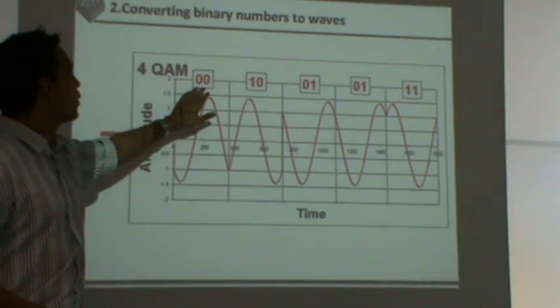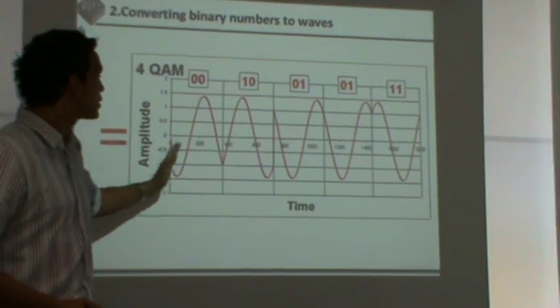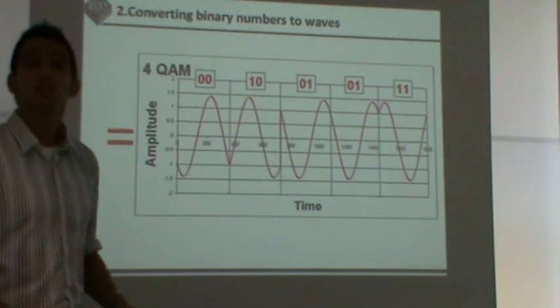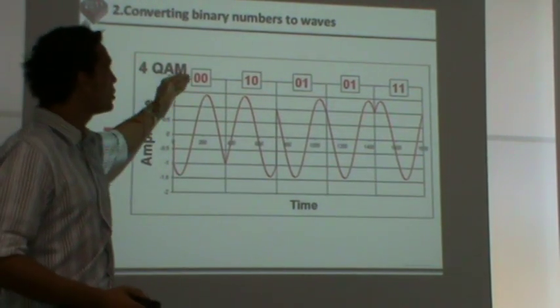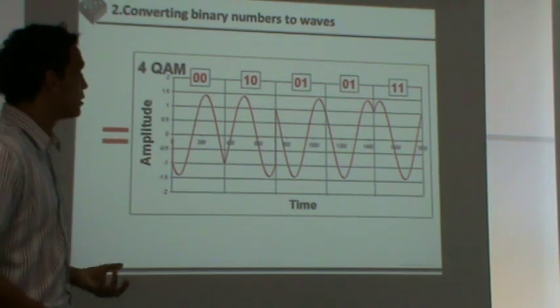So, what's the difference? If I want to send out these binary numbers in this order, I only have to send these waveforms. This is what modulation is. You change the numbers into different waveforms, and they're represented in that way.